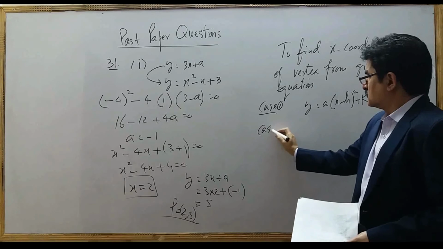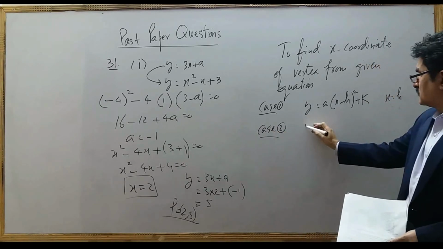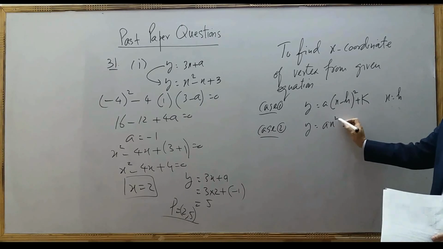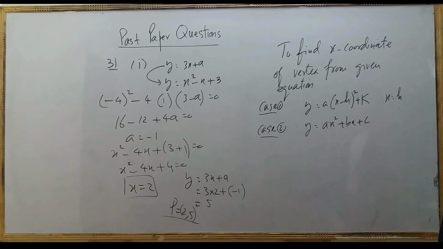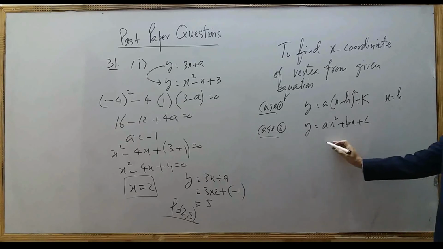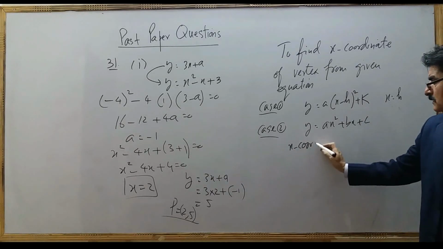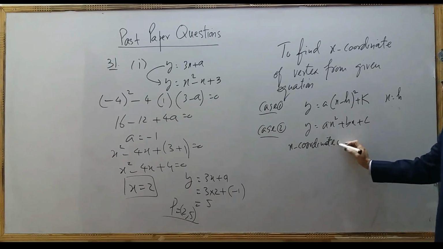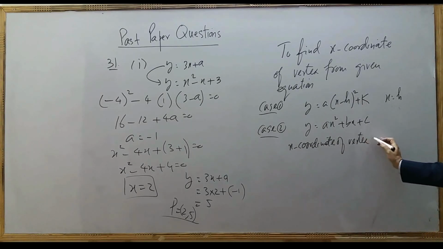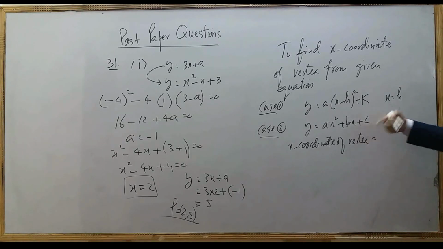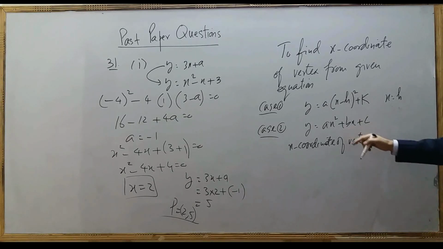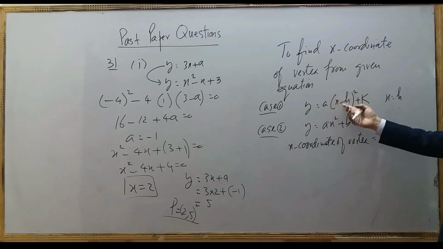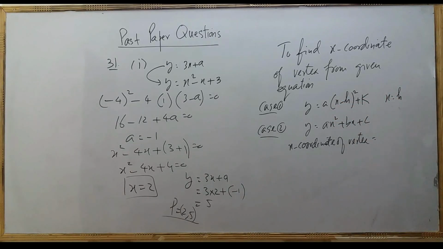But this is case 2. When you have a quadratic function in this form, then we have a formula for the x coordinate of the vertex. You may need it. If you are given the ordinary or usual form, then one way is to do the process of completing the square, convert into the previous form, then find the x coordinate. But you have a direct method also: minus b over 2a. This is a very important formula to find the x coordinate of the vertex.